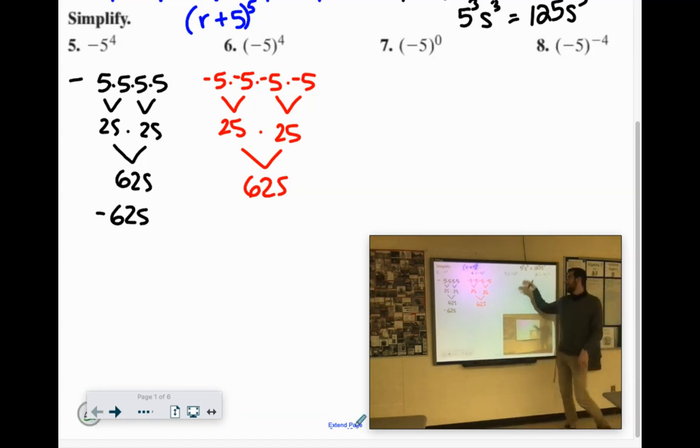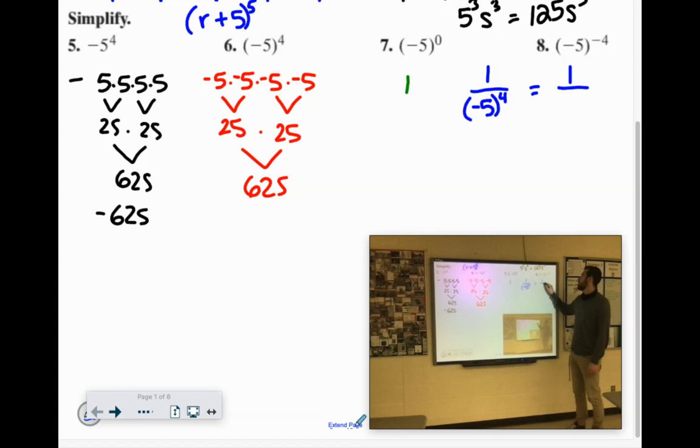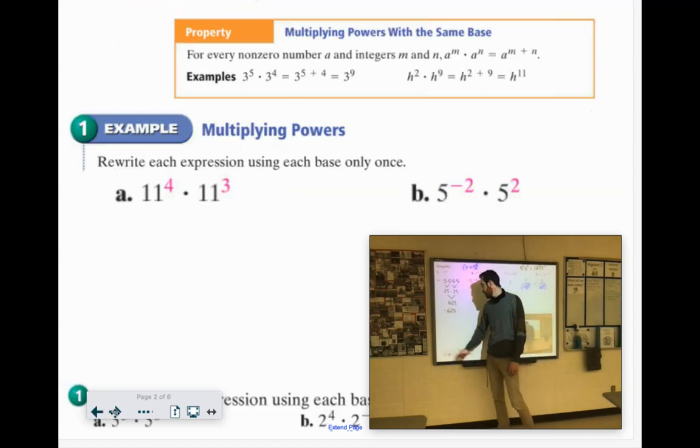Negative 5 to the 0 power. It's in parentheses, so that means it would come out to positive 1. And the last one, negative 5 to the negative 4th power, it's in parentheses. Negative exponents, we're going to put under a 1. Now, if it's in parentheses, we know it's going to come out positive, and it's going to come out to positive 625. So 1 over 625. These are the kind of properties we're going to need to remember for today's stuff.